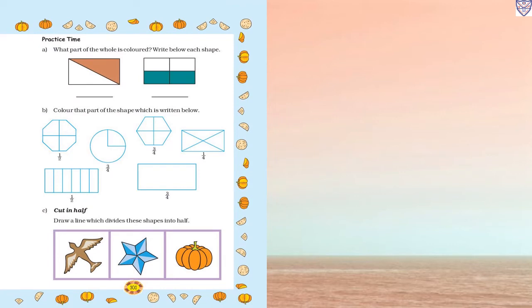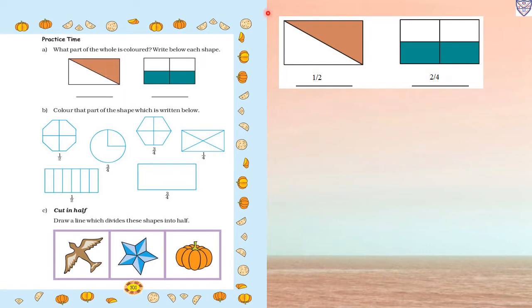Page number 101. Practice time. A. What part of the whole is colored, written right below each shape? Now we have to write the part. How much part is shaded? In total, how many parts are there? 2. And how many parts are shaded? 1. The total parts we write in the denominator and the shaded parts in the numerator. So that is 1 upon 2.